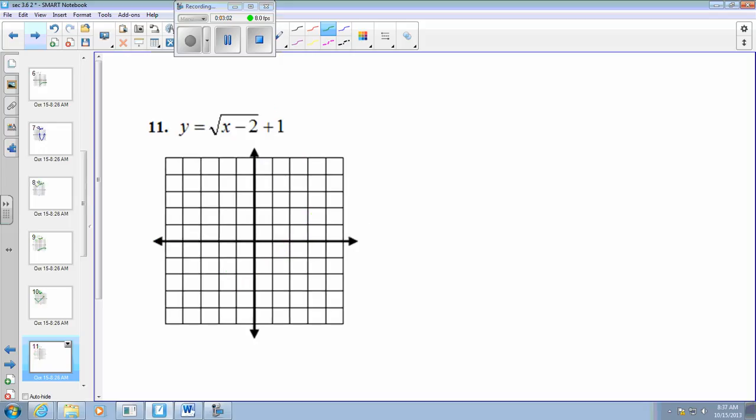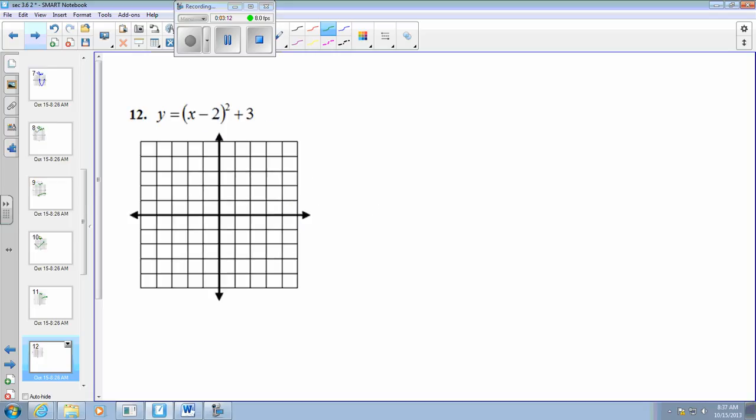Number 11, we have the square root graph. Our vertex is at 2, 1. And it looks like that. 12, we have the parabola. Its vertex is at 2, 3, so over 2, up 3. There's our parabola.